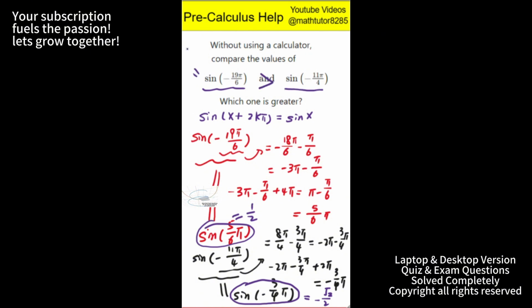Now we compare 1/2 with negative square root of 2 divided by 2. Clearly, 1/2 is greater than negative square root of 2 over 2. Final answer: sine of negative 19 pi over 6 is greater than sine of negative 11 pi over 4.